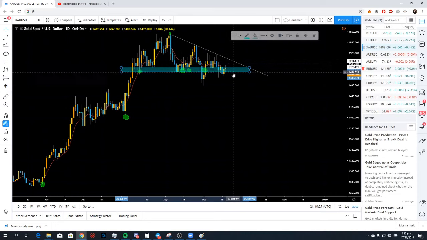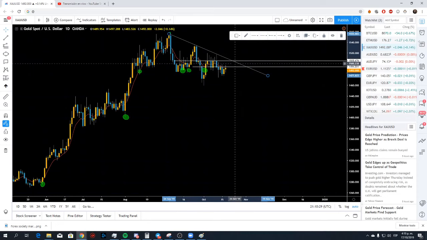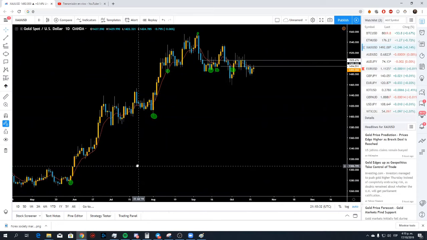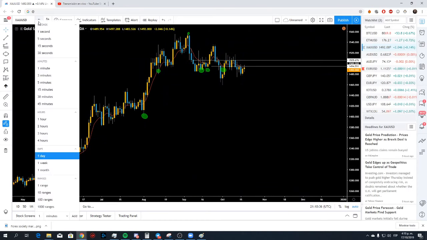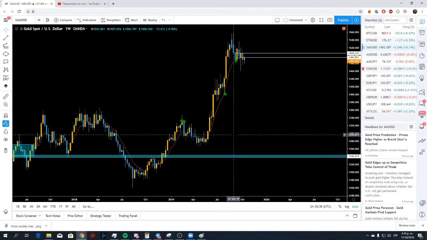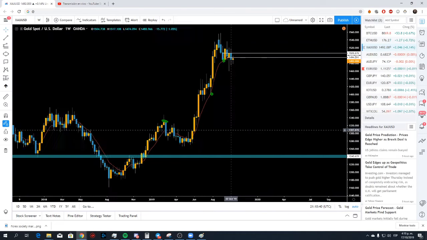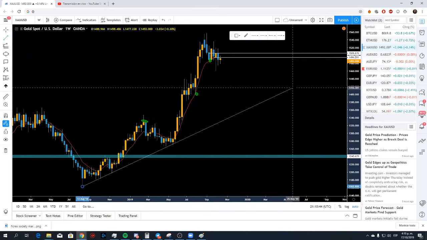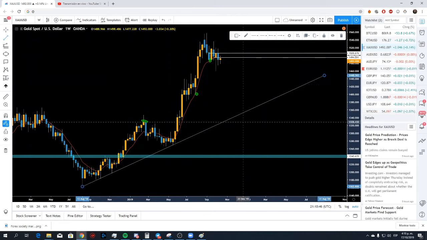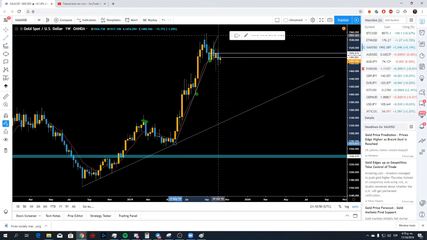Let's leave that resistance here. Okay, we got a strong... Let's go to the weekly chart and see what we got. Strong bullish trend. Really strong bullish trend. Let's start drawing trend lines. It's far away, okay, but it's a strong bullish trend. Price of gold hasn't stopped going up.